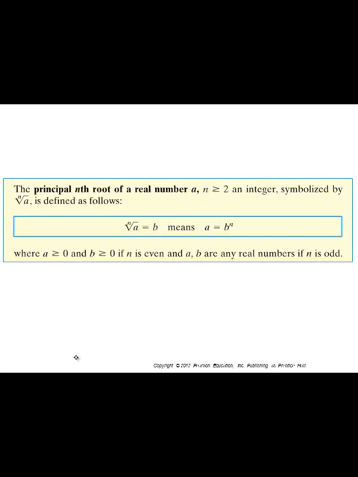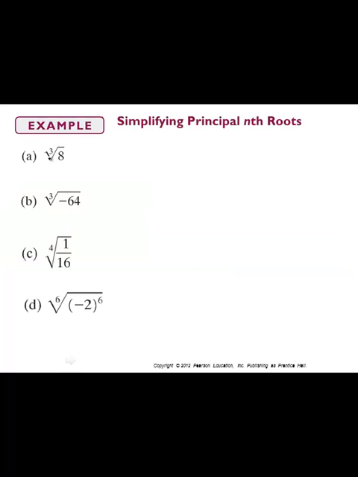Now, when we take the nth root of a number, like you see right here, and we say that the nth root of a, for example, where a is some number, is equal to b, that means the same thing as a is equal to b to the nth power. So for example, when we take the cube root of 8, what we're looking for is the number whose cube is equal to 8.